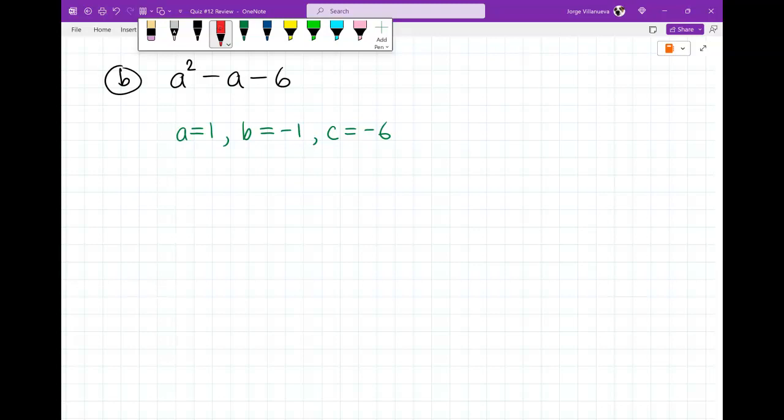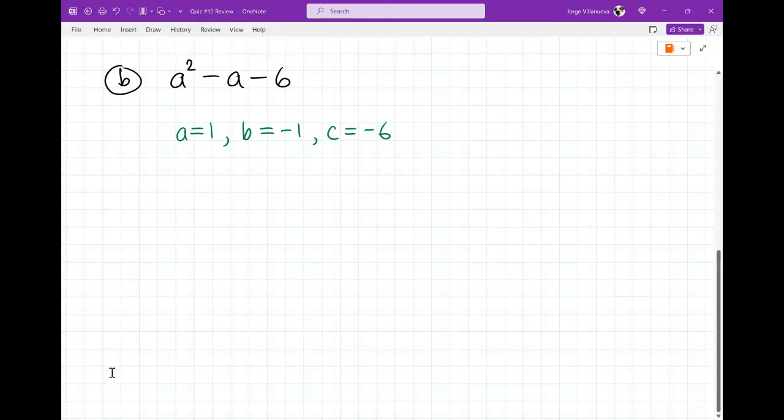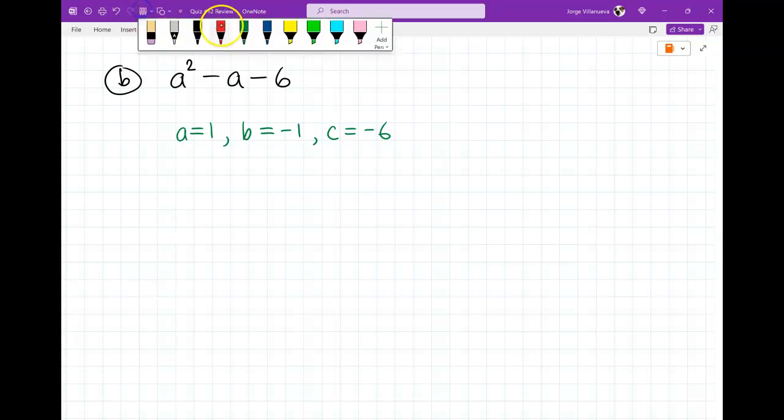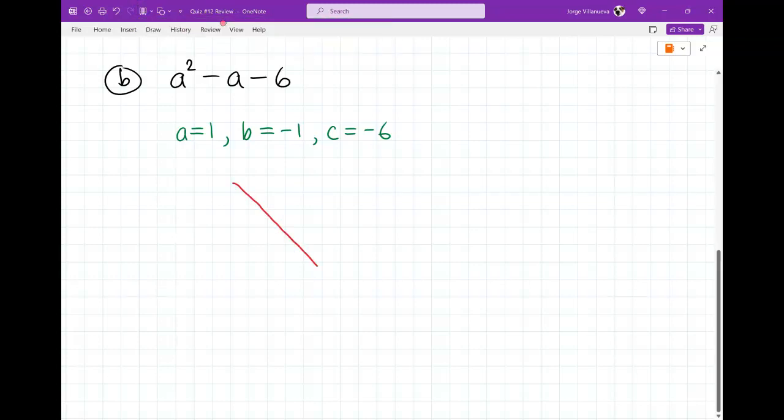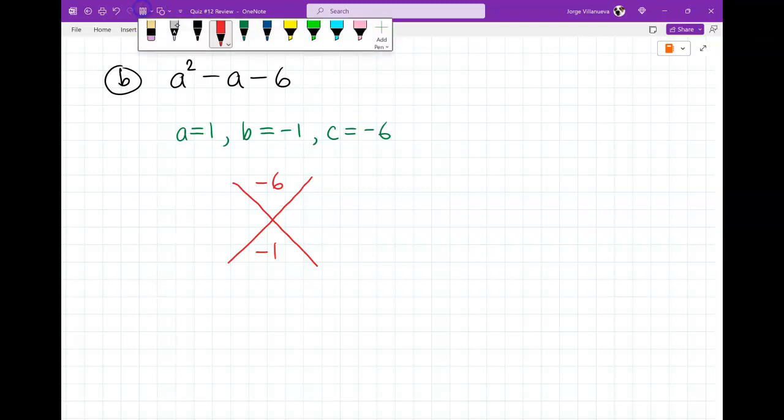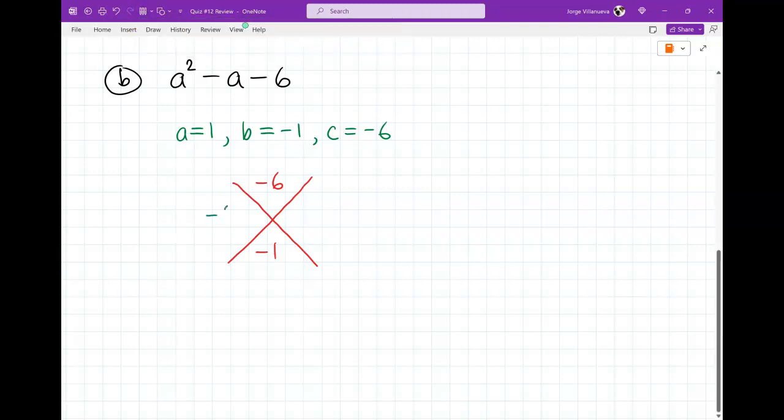Well, let me pause it real quick. So like I said, I do like to list my ABCs just to have them there. You don't have to. That's my preference. Make an X method there. So A times C goes on top, that's a -6, and B goes on the bottom, that's a -1. So at this point, you ask yourself, what 2 numbers multiply to -6 that add up to -1? -3 and 2. So let me write this down here, -3 and a +2.